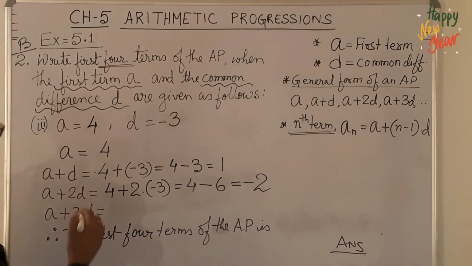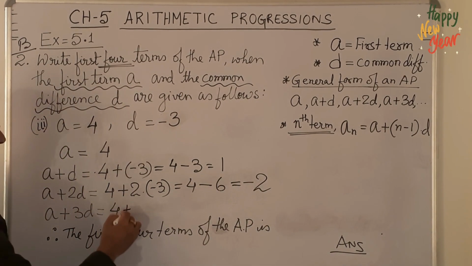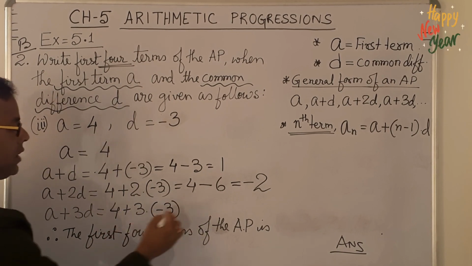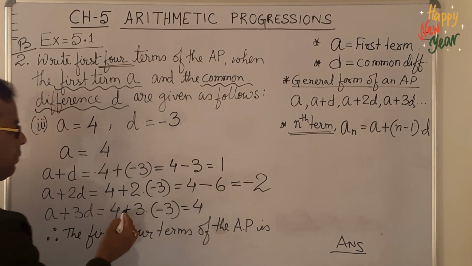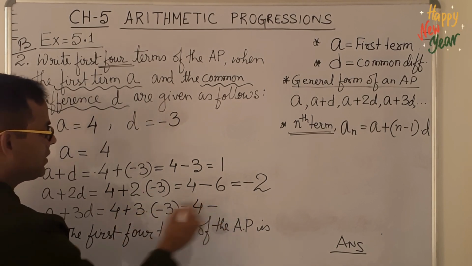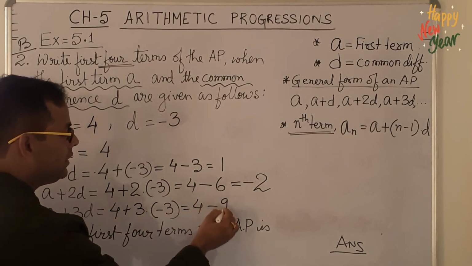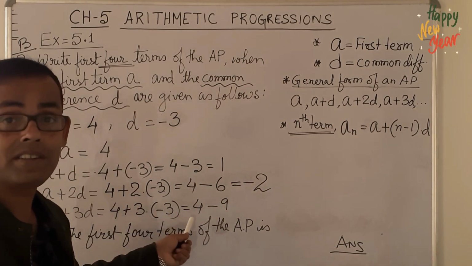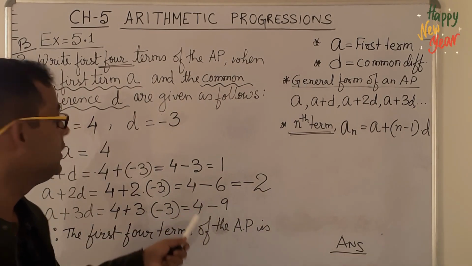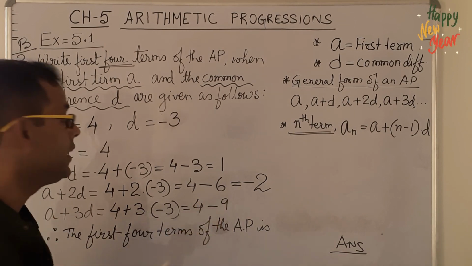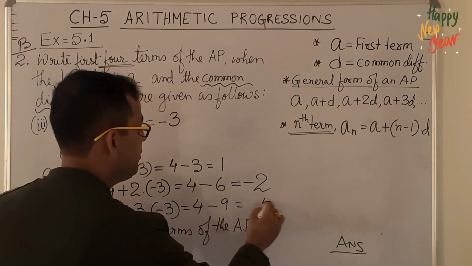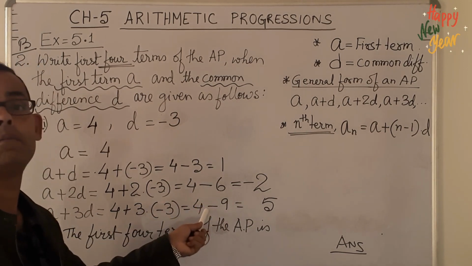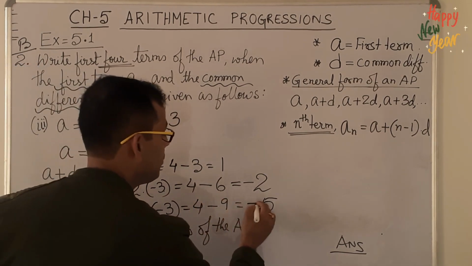Clear? Then next one, 4 plus 3 into minus 3. So what do you get? 4. Again plus into minus is minus, 3 into 3 is 9. Again see, 4 minus 9. Different signs, so we will subtract. 4 and 9 subtracted, you get 5. And the sign: 9 is bigger. 9 has what sign? Minus. So we will take minus here.